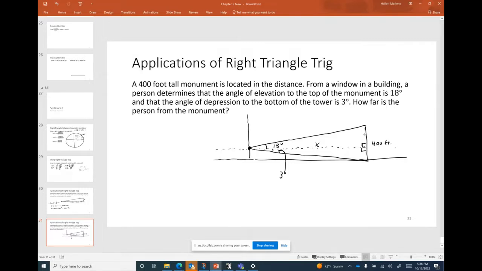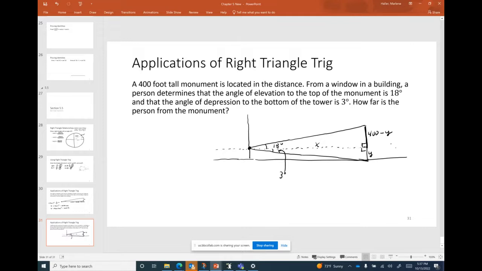I know that the length of the vertical side of the top triangle plus the vertical side of the bottom triangle is 400. So maybe I could label the vertical side of this bottom triangle as Y. And if I did that, then I could call the length of the vertical side of that top triangle 400 minus Y. At least I have something to call that.